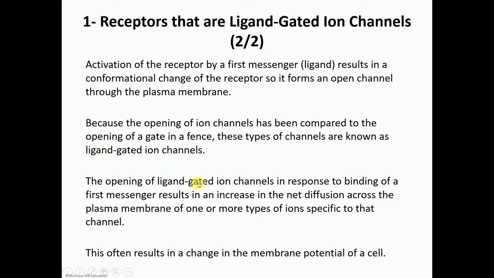When the ligand-gated ion channels open, that is going to allow the diffusion of ions across the cell membrane, and that would lead to a response in the cell. Usually it is in the form of the change in the membrane potential of the cell.